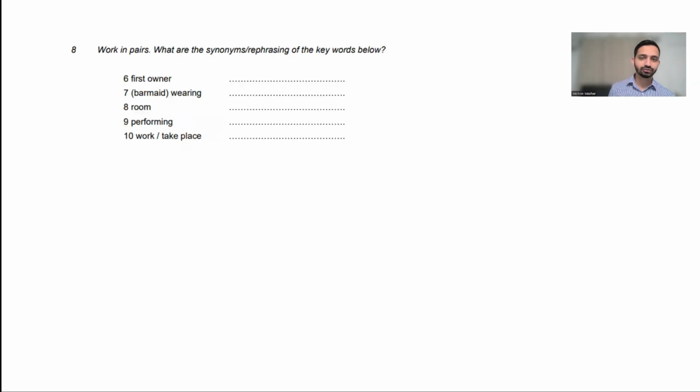Let's do the next activity. In this activity, what are the synonyms or rephrasings of the keywords below? How would you rephrase them? Let's just think about that. And how would you find that in the article? First owner, right? What you want to do is underline or highlight in the article the word that is used instead of these words. For example, first owner: what is the word that has been used? Pause the video here, do this exercise on your own. When you come back, we will review the answers.